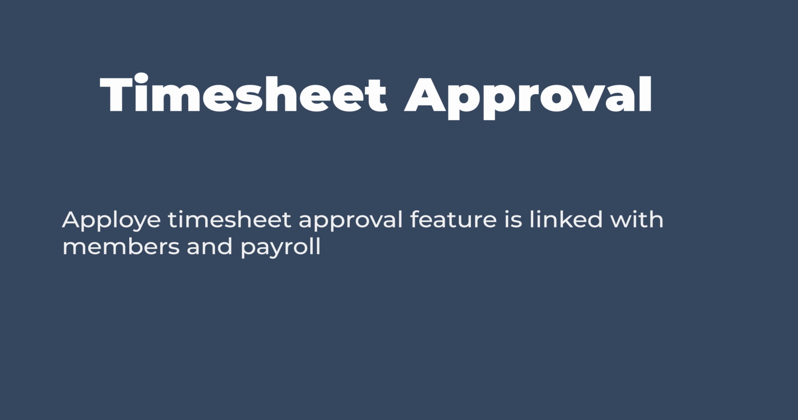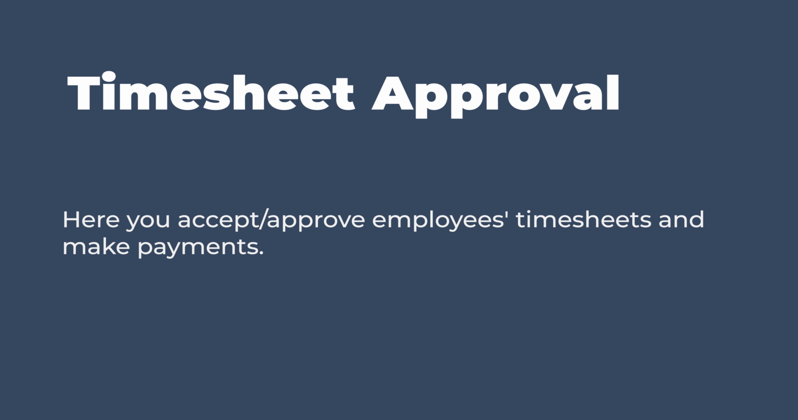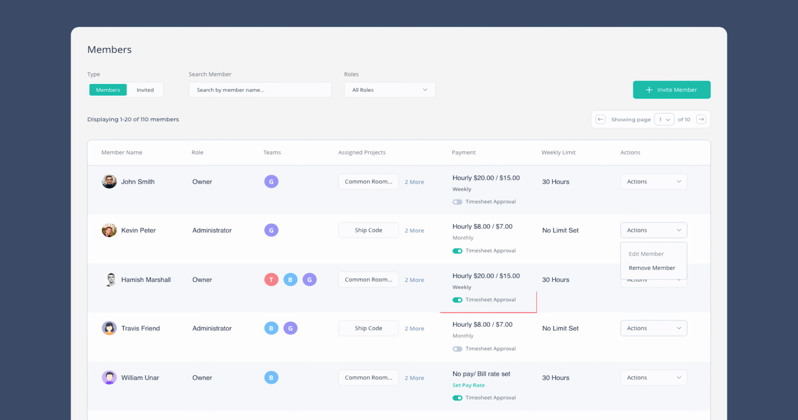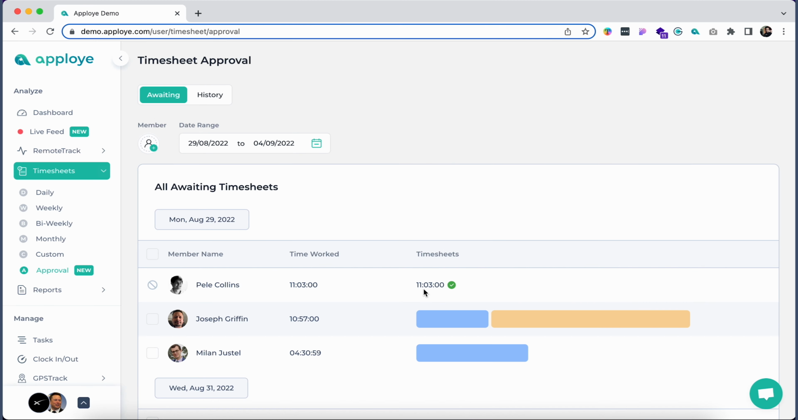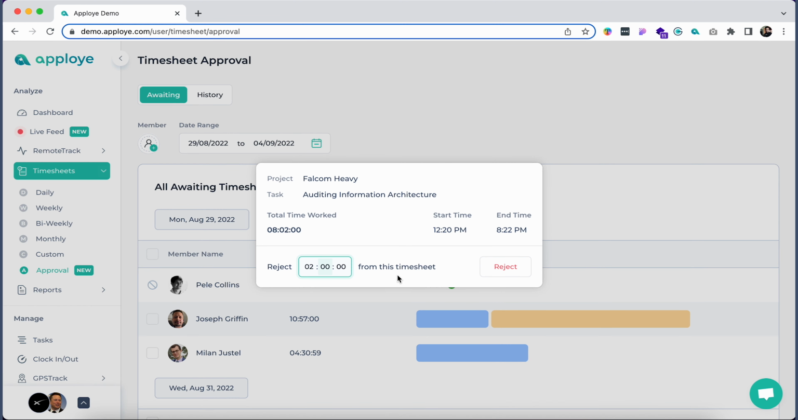Apploye provides you with a Timesheet Approval feature that is directly linked with the Members and Payroll section. This is the place where you accept or approve employees' timesheets and make the payment for the work they have offered you. Let's take a closer look into it. Suppose in the Member section, you have approved the timesheet of a particular member. Now coming back to the Timesheet Approval option, you will be able to see that member's timesheets. Click on any of the timesheets to reject if you need to.